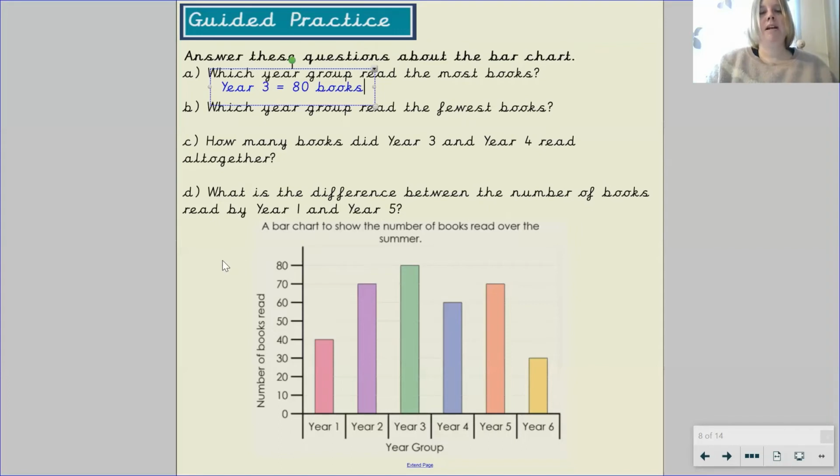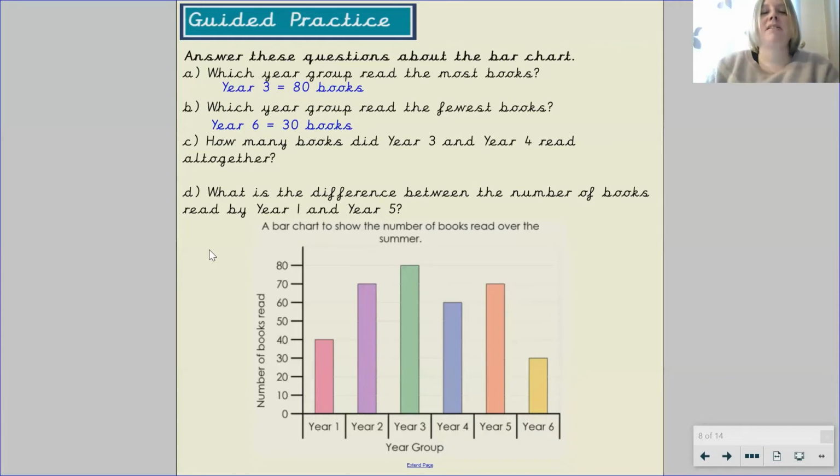Then I can read my next question. Which year group read the fewest books? So we're looking for our shortest bar. And if we go along, we can see that our shortest bar is year 6. And if we read across our axes, we can see that they read 30 books. So in here, I'm going to write year 6 equals 30 books.